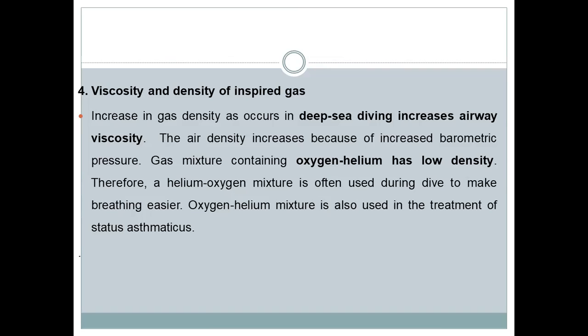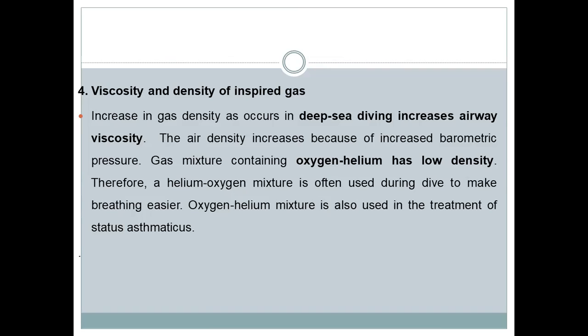So these are the physical factors. You must have seen that divers use cylinders, and this cylinder does not have only oxygen, it is a mixture of oxygen and helium to reduce the density of the inspired gas, because we don't want the increased density from the barometric pressure. Of course, deep sea diving and decompression sickness have a separate session, where we are going to discuss in detail.